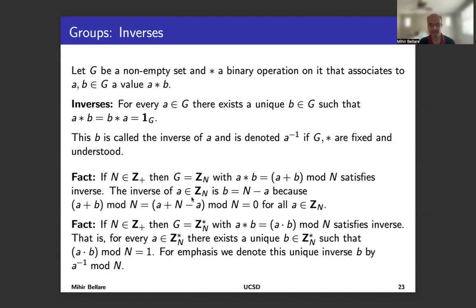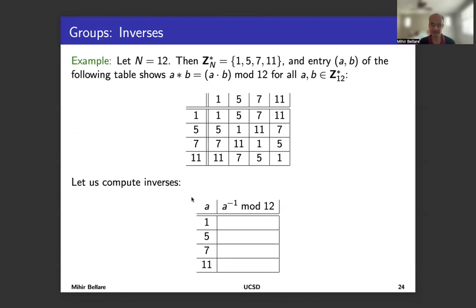Unlike in the additive case, it's not entirely obvious how you would get this. So let's try to get some practice by looking at some cases. Here again, we're back to our example where n is 12, and Zn star, which we computed, is these 4 numbers over here. This table shows us the group operation for every group element here and every other group element here. The table entry is A star B, or in other words, A times B mod 12, as we saw before.